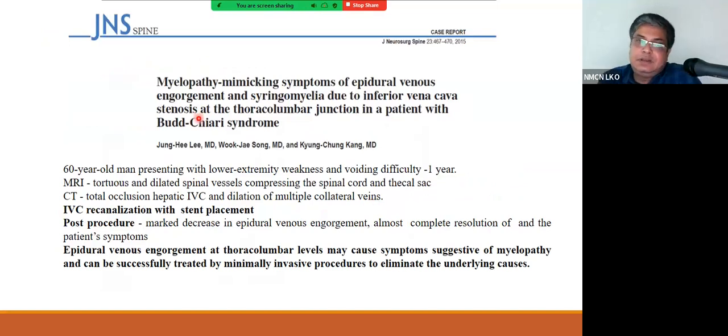Then there is another case, myelopathy mimicking symptoms of epidural venous engorgement and syringomyelia due to inferior vena cava stenosis at the thoracolumbar junction in a patient with BCS, and this was successfully managed with IVC stenting. So they say epidural venous engorgement at thoracolumbar levels may cause symptoms suggestive of myelopathy and can be successfully treated by minimally invasive procedures to eliminate underlying causes.